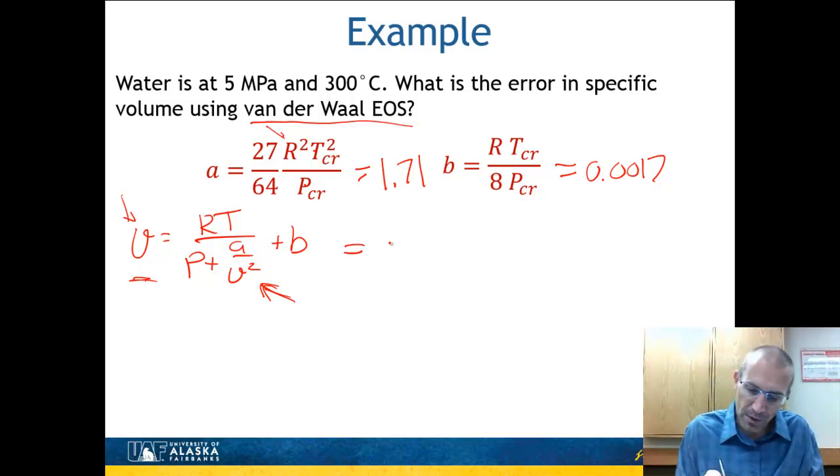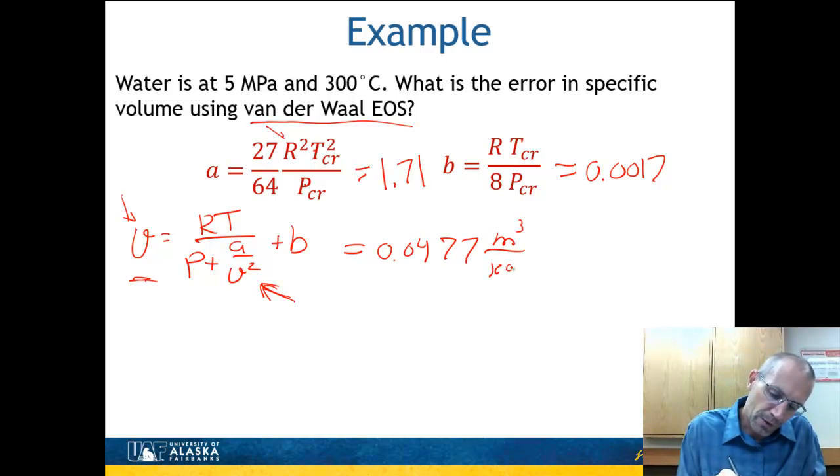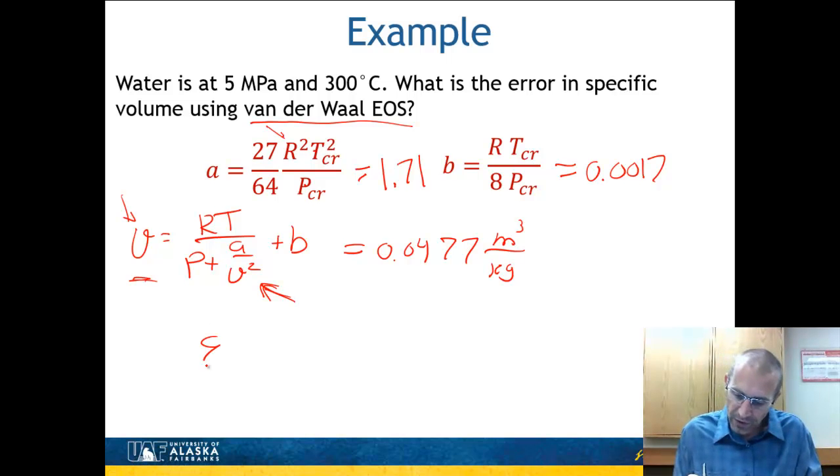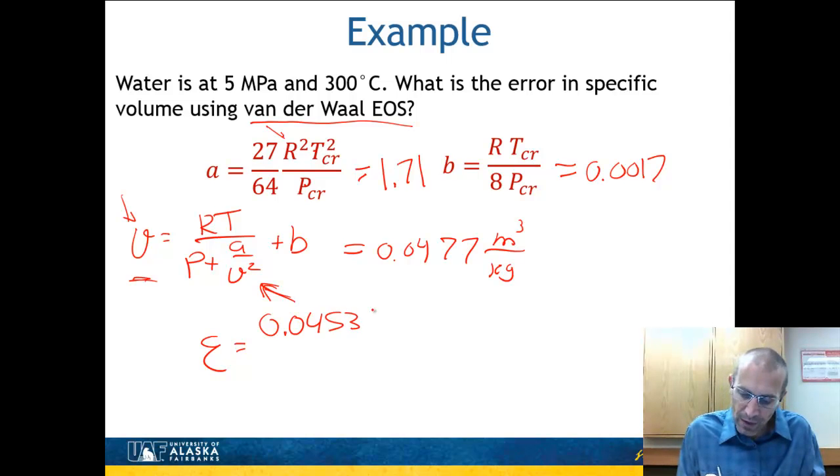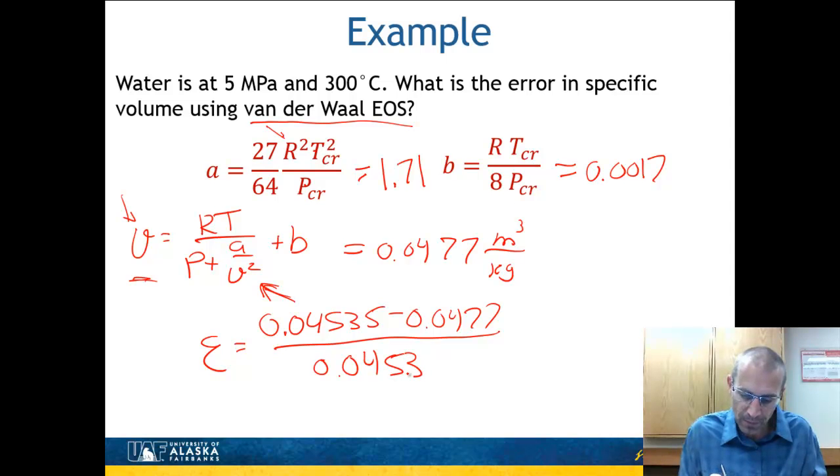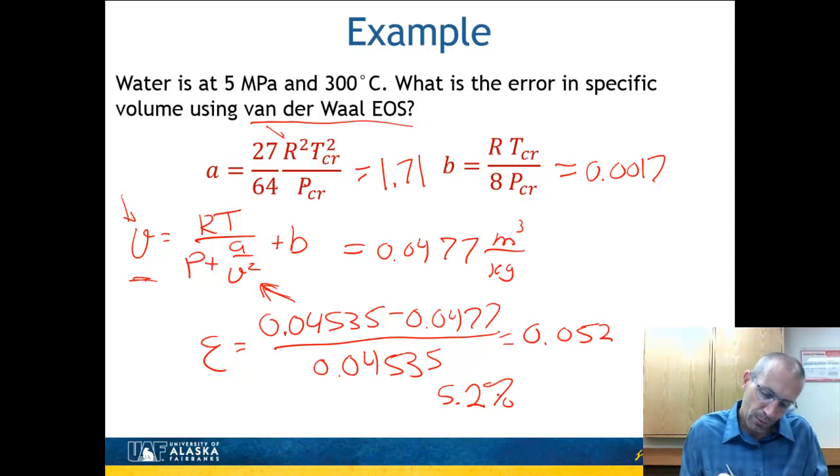I find out that the volume is 0.0477 meters cubed per kilogram. So now let's calculate the error using van der Waals. We have the actual value, 0.04535 minus 0.0477, normalized by the actual value, and that is 0.052, or 5.2% error. So a much, much lower amount of error. It's still not perfect, but we got a lot closer.